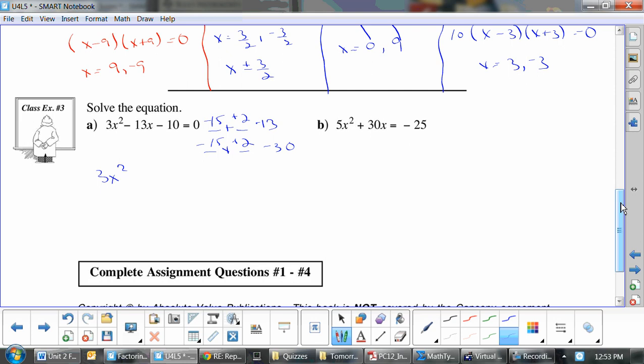Okay, 3x squared minus 15x plus 2x minus 10 equals 0.